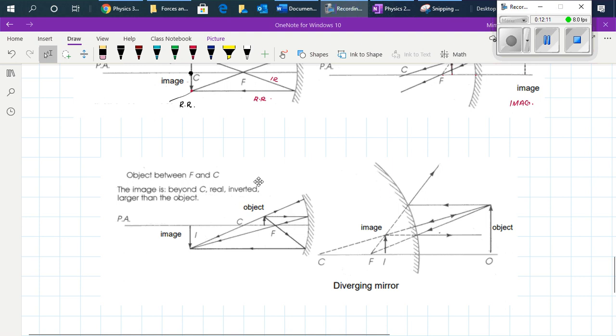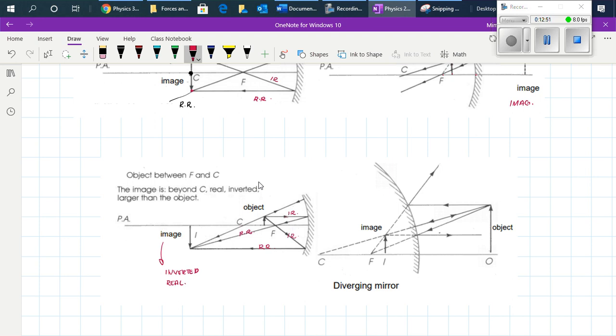And in the case when the object is placed between the focal point and the center of the mirror, then applying the rules that we just said, an incident ray parallel to the principal axis is reflected passing through the focal point, and an incident ray passing through the focal point is reflected parallel to the principal axis, then we will have an inverted image. A real one, because you see that the intersection between the two reflected rays is not an extension, it is in front of the mirror itself.